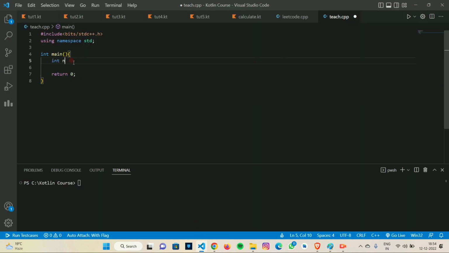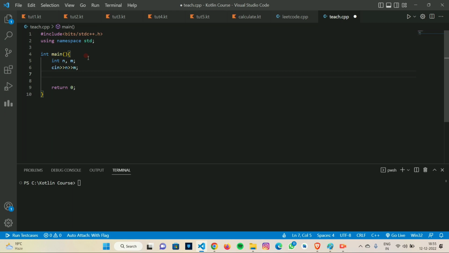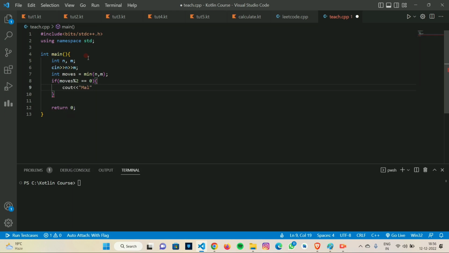In input you have to take two integers n and m. And now you have to check if the number of moves, that is the minimum of n and m, is even or odd. If it is even, then we have to print Malvika. Else Akshat.